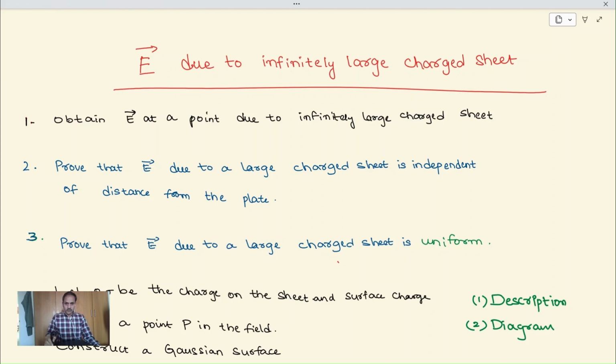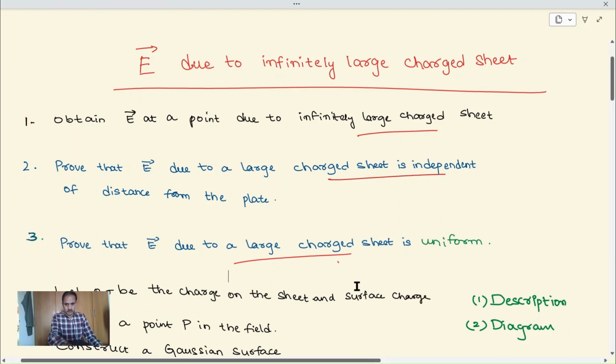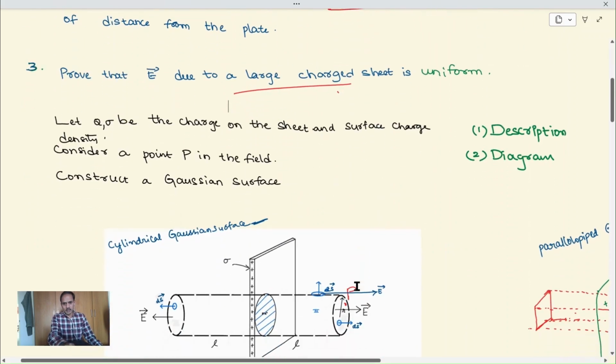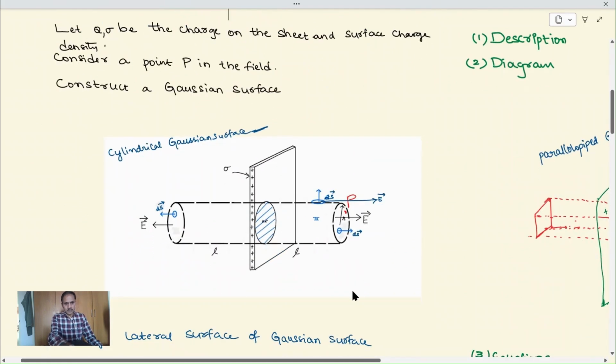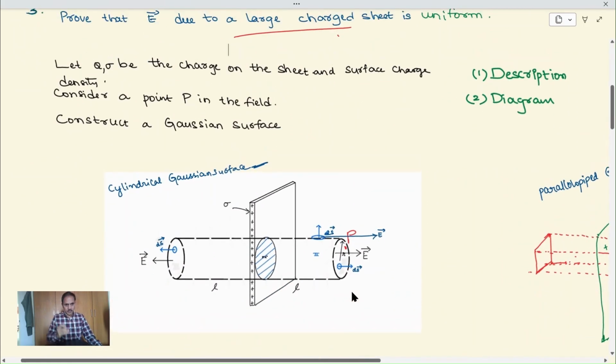So see, there are different ways of asking the same question. You can see these three. You can ask just to prove the equation, or obtain the equation, or prove that it is independent of the distance. Okay. So now how do we start? For all these things, the beginning is similar. We will start with a diagram and some paragraph explaining all the terms.